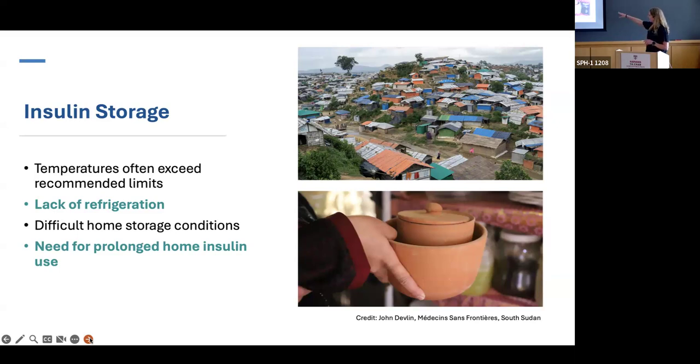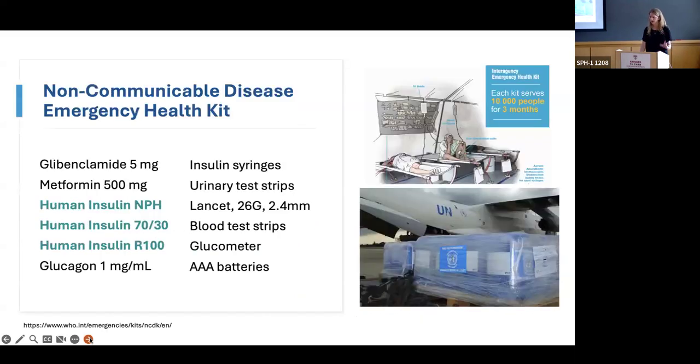Oftentimes they'll use these little clay pots where you have water down here in this little bigger pot to keep it cool, and then in the middle one you'll put the insulin, and that actually does a pretty good job of keeping it cool. But this has been a huge barrier to access.